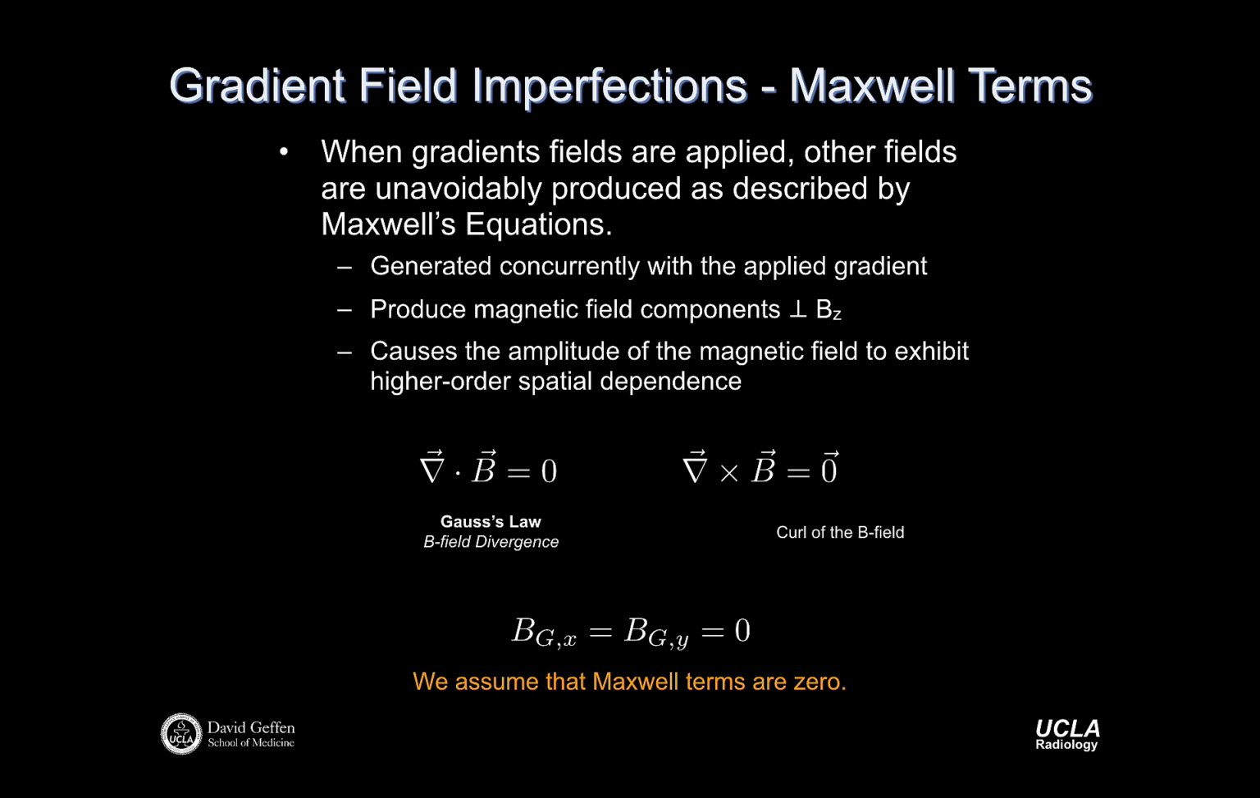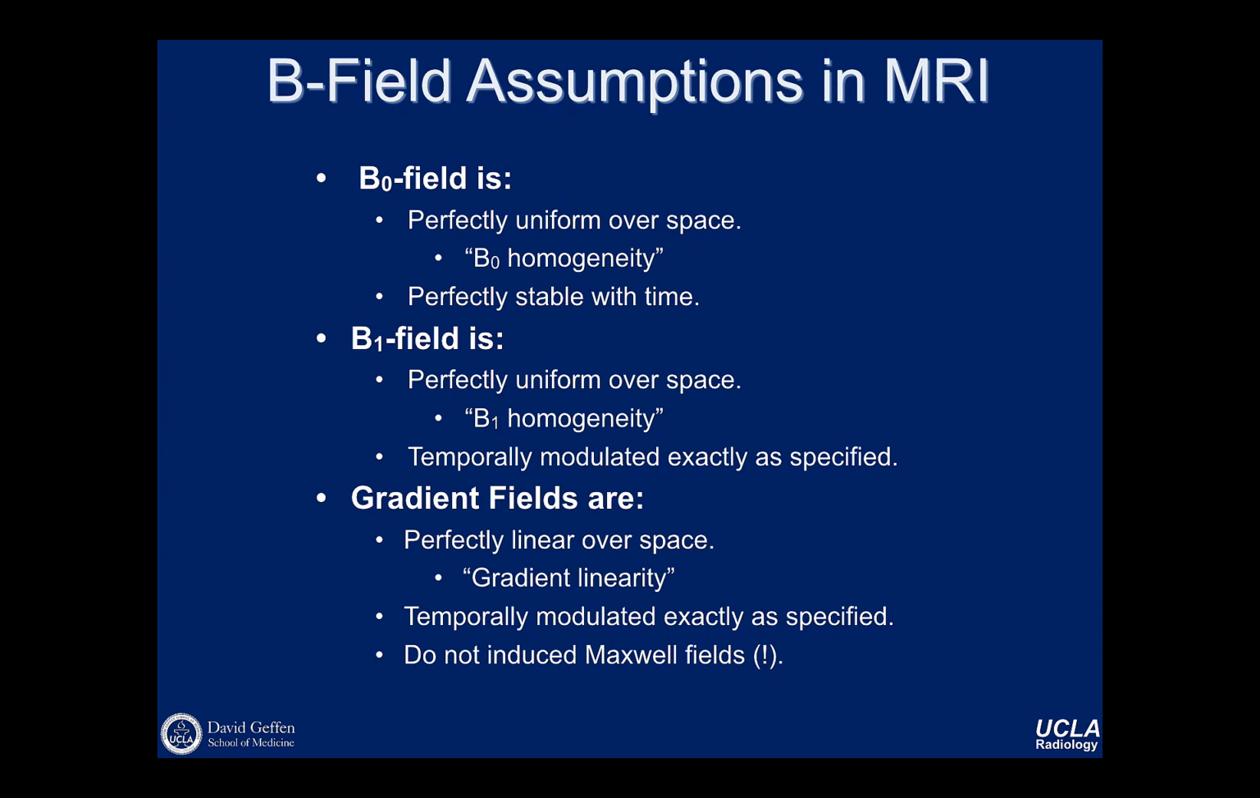Okay, so this is a summary slide that links back to each of the hardware lectures at this point, right? And I think it's really good to think about the assumptions in MR. What are we actually going to be assuming through most of this course? So when we think of the B0 field, we're assuming it's perfectly uniform over space, right? That it's B0 everywhere by design. And we refer to that as B0 homogeneity. And we also assume it's perfectly stable in time, right? That B0 is just on and constant over space and time.